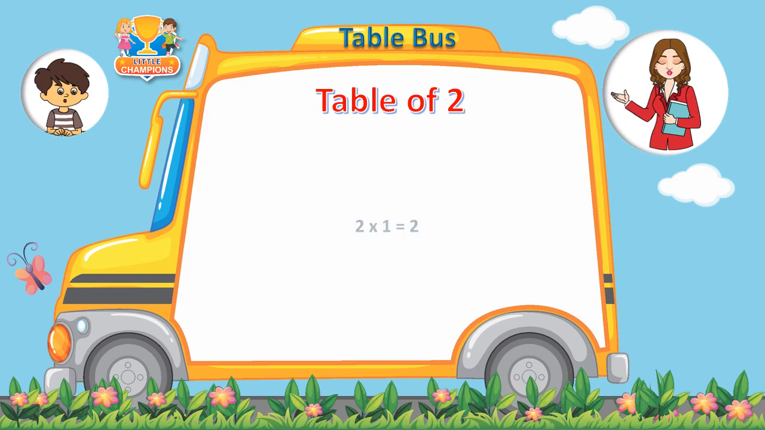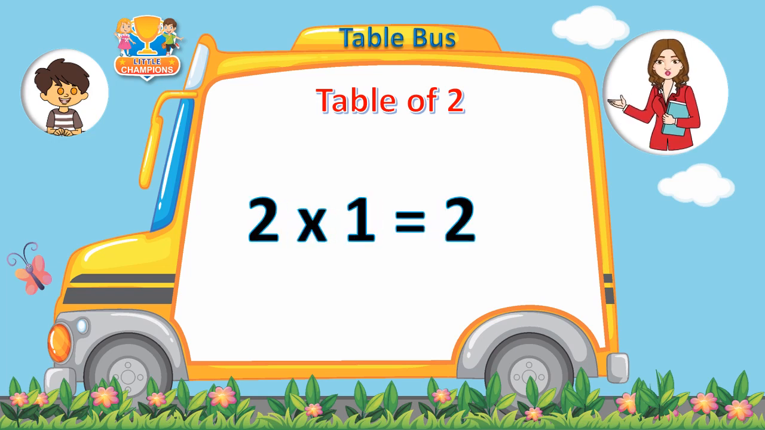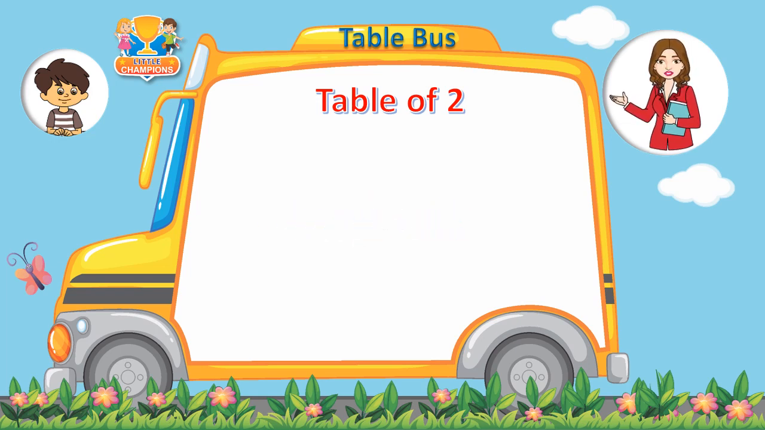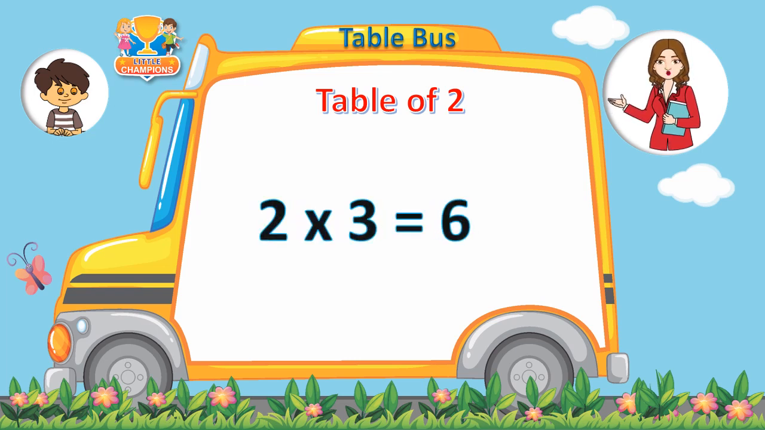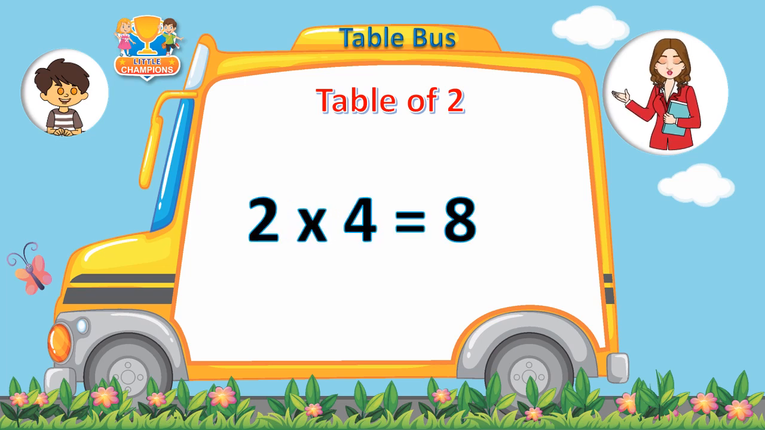Table of two. Two ones are two. Two twos are four. Two threes are six. Two fours are eight. Two fives are ten. Two sixes are 12.